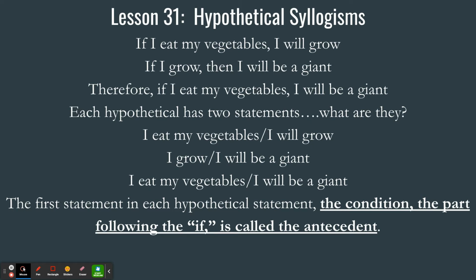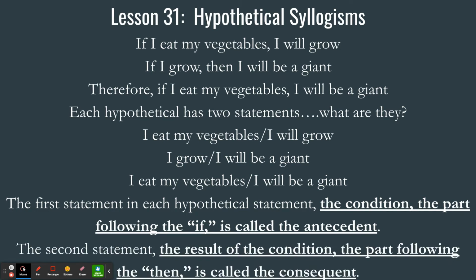So in every conditional, every hypothetical, you'll have an antecedent, and it's the first statement that comes right after the if. So if I eat my vegetables, I eat my vegetables is the antecedent. The second statement, the result of the condition, the part following the then, is called the consequent. So in every hypothetical syllogism, we have two pieces. We have the condition or the antecedent, and we have the result of the condition called the consequent. So I eat my vegetables, that is my antecedent. I will grow, that is my consequent. I grow, that's my antecedent. I will be a giant, that's my consequent. I eat my vegetables, I will be a giant, that's my consequent.